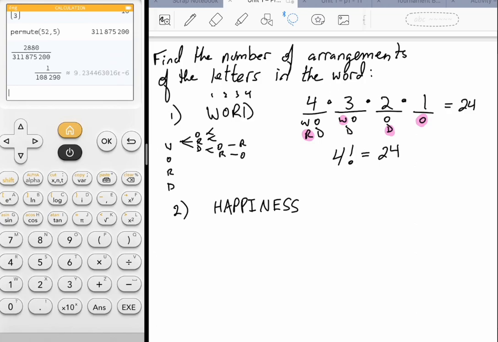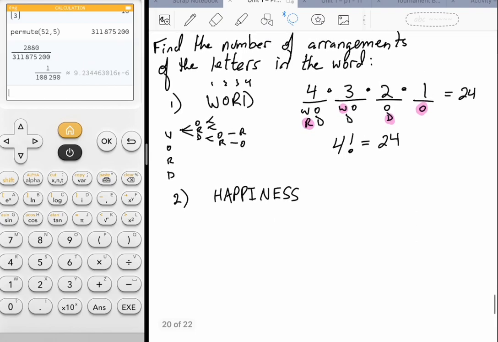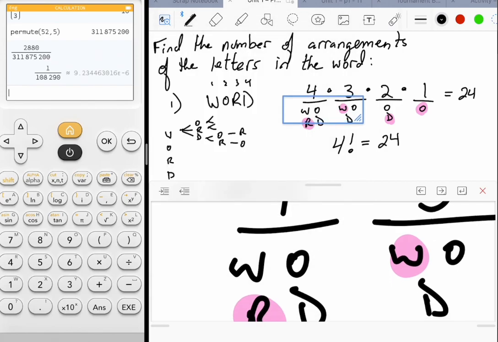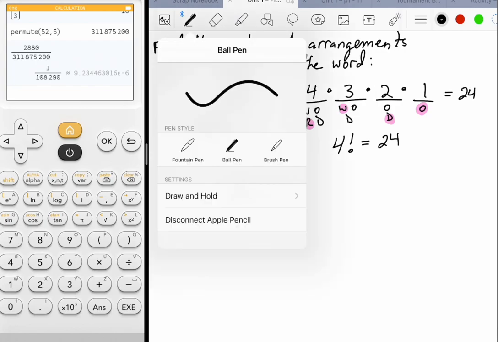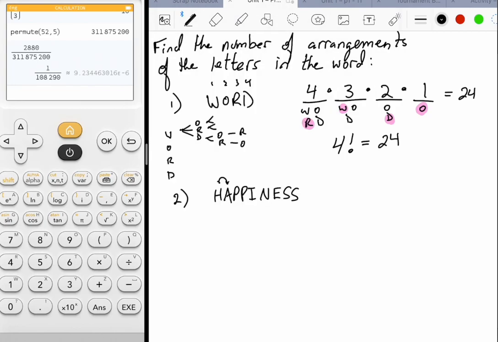Right? The issue that comes into play is something like happiness. Right? Well, really any word that's got repeated letters. Because let's say I did want to actually list out all the different arrangements for the letters in the word happiness, I could maybe swap the A with the H, do something like this. Okay. I could swap the A with the H and say AHPPINESS.